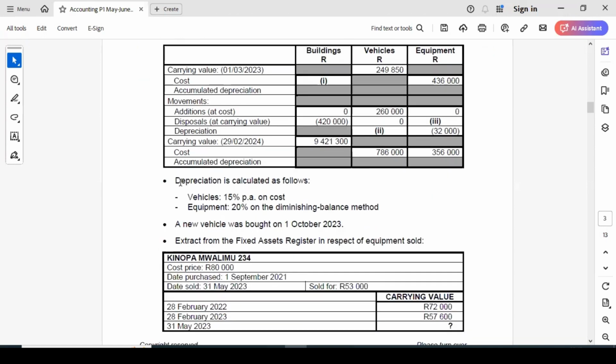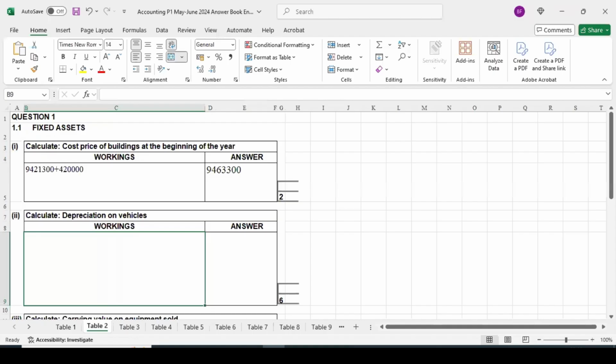So the information states this. It says depreciation is calculated as follows. For vehicles, it's 15% per annum on cost. So a new vehicle was bought on 1 October 2023. To save time, we're going to first start with the new vehicle, which was bought on 1 October 2023. Please do note that our financial year ends on the 28th or 29th of February 2024.